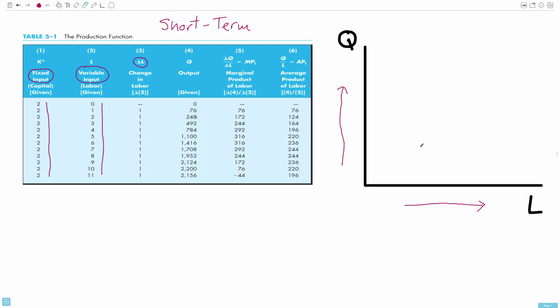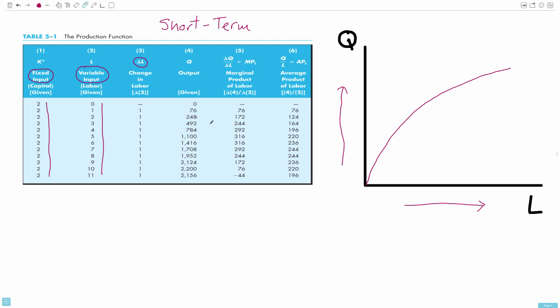Now, notice something very important. If you plot this production, it's probably going to look something like this. It's not a straight line, but instead is increasing at a decreasing rate. So this is the level of output Q. How do I know this?